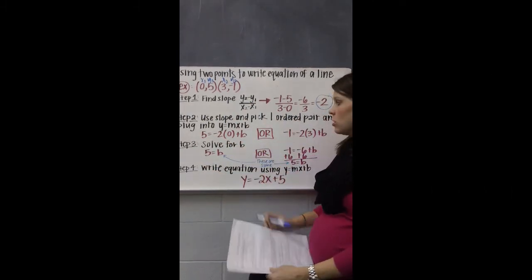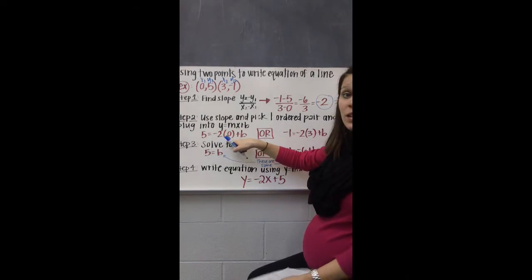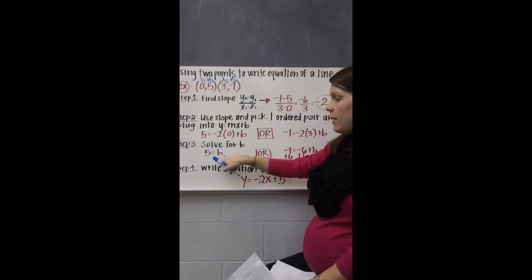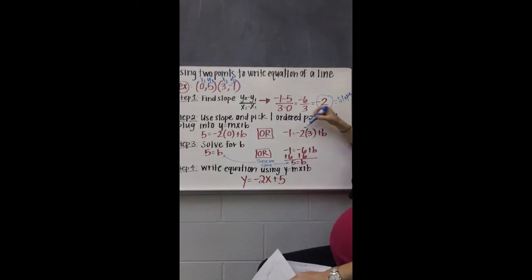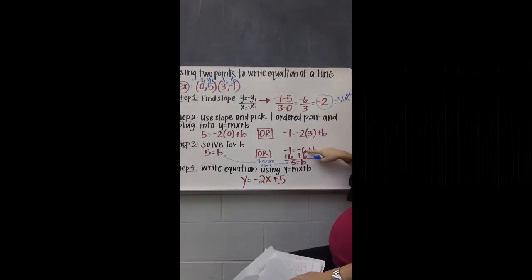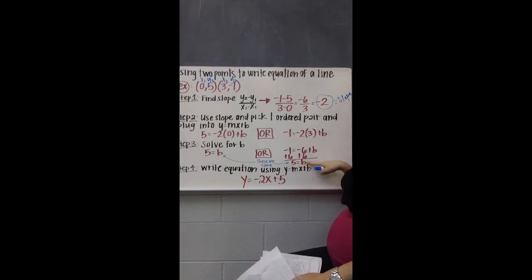Solve for b first. Well, -2 times 0 is 0, so we're just left with 5 equaling b. If you did this point, you have -2 times 3 is -6. Add 6 to both sides. We also get 5 as our b value, our y-intercept.